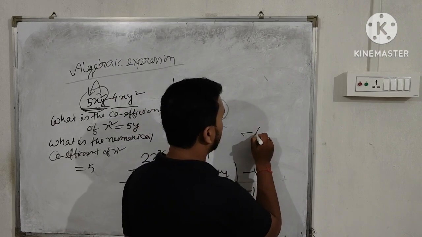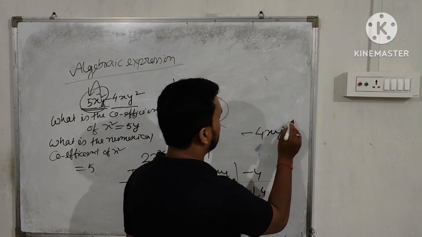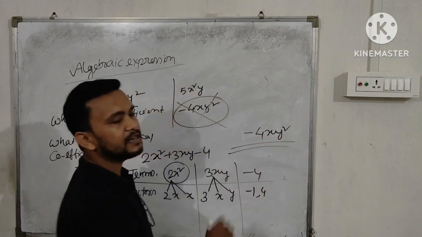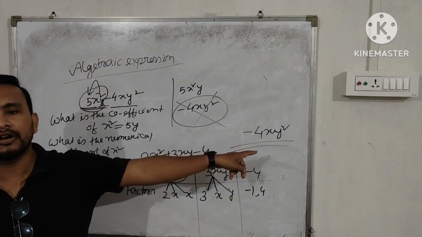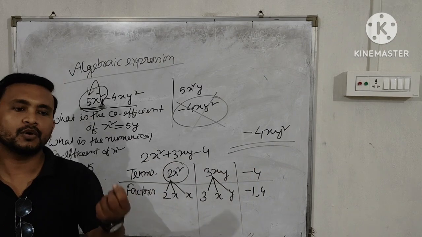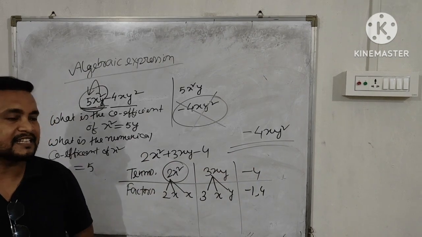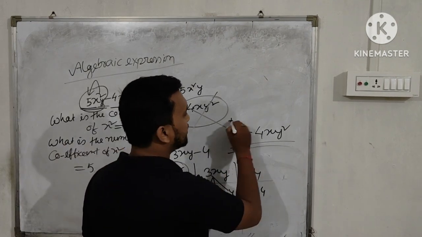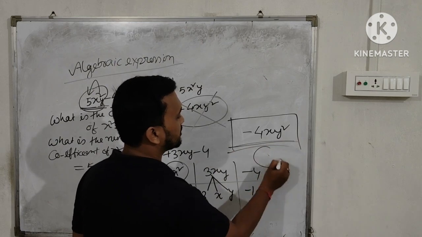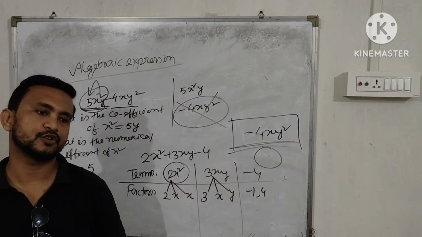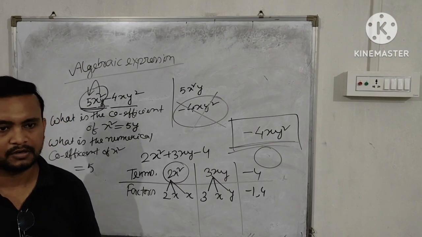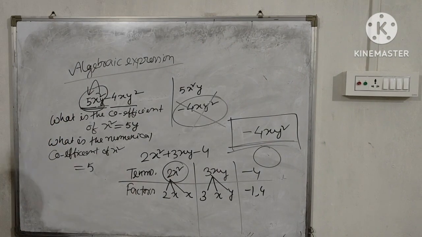What is the coefficient of x square in this term? First of all, x square is not present here, so there will be no question for coefficient. Still, if someone asks you what is the coefficient of x square here, you have to say 0. No x square term is given, so coefficient is 0. Understood? Okay, coefficient concept is clear.